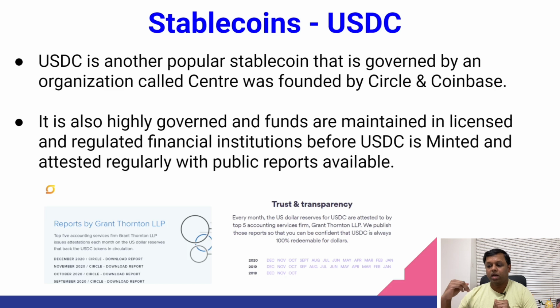And for the past 2.5 years, you can see month on month how much bank account balance is being maintained. It's completely transparent, and you can go and see the full audit report from the accounting firm. They are also sometimes attested by different accounting services firms. The top 5 accounting firms are all coming and attesting these things. So the amount of audit and governance that these companies have for issuing these stablecoins is very, very high for USDC, for TrustToken, for most of these coins.